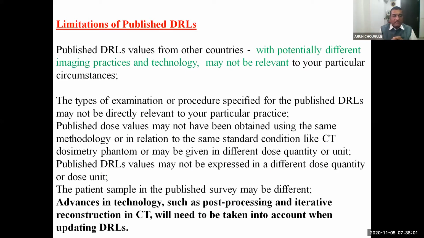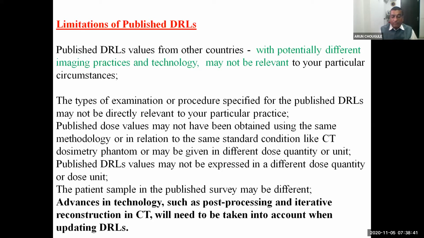The published DRL values are for other countries with potentially different imaging practices. What you are using are DRLs which have been found in another country; the kind of image receptor, machine, and image quality they use may not be relevant to your particular circumstances. The type of examination or procedure specified for the published DRL may not be directly relevant to your particular practice. Published dose values may not have been obtained using the same methodology that you are practicing here, or the same standard condition like the SETI dosimetry.